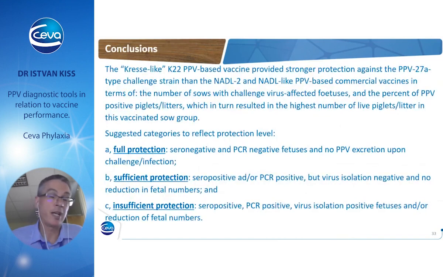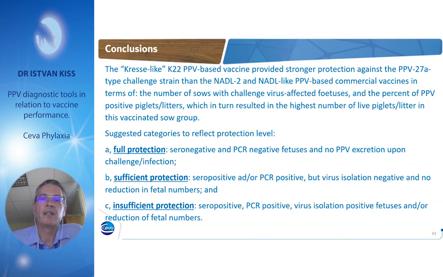So our conclusion of this trial, which actually was quite a long trial, and this is a very brief summary of it, is that this so-called Cressy-like K22 based vaccine provided a stronger protection than the other NADL based vaccines, and it manifested in the number of sows with challenge virus affected fetuses and the different parameters of the fetuses. And based on the findings, 3 categories were suggested, like full, sufficient, and insufficient protection, based on the sero or PCR negativity of the fetuses.